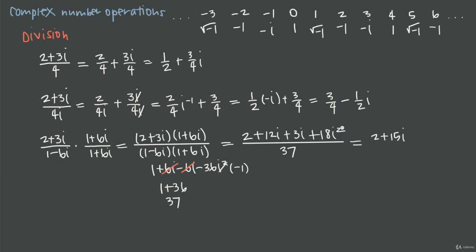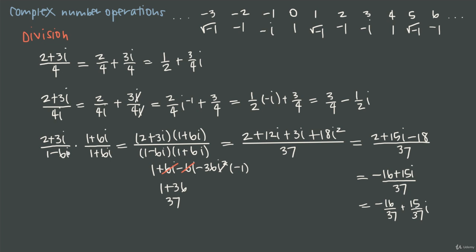We know that i squared is negative 1. Negative 1 times 18 is a negative 18, so minus 18 all over 37. And then 2 minus 18 is a negative 16, so negative 16 plus 15i all over 37. And then we can go ahead and split up the fraction. So the final answer is negative 16 over 37 for the real part, plus 15 over 37 multiplied by i for the imaginary part. And this is the result of this complex number division, 2 plus 3i divided by 1 minus 6i.